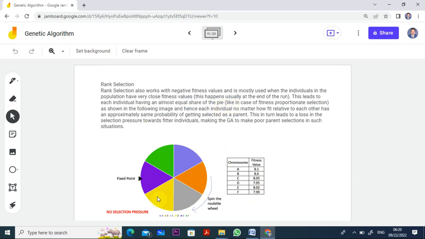So you can see, if you look here you cannot understand which one is more and which one is less. All are looking equal, as shown in the following images, and hence each individual, no matter how fit relative to each other, has approximately the same probability of getting selected as a parent. This in turn leads to a loss in the selection pressure towards the fitter individuals, making the genetic algorithm make poor parent selections as a solution.